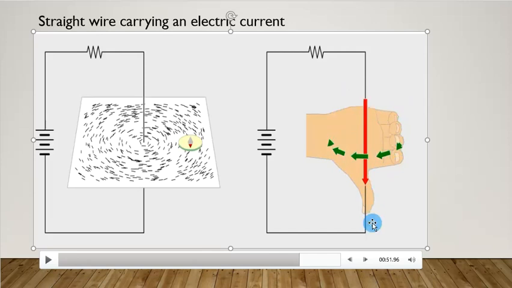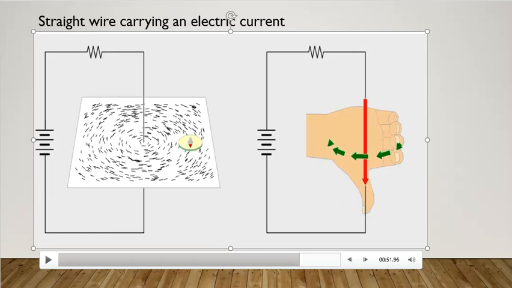So it is very important for you to remember how to use the right hand grip rule in order to tell the direction in which current is moving and the direction in which the magnetic field will be around that particular conductor. Alright, so we have actually explained what the magnetic effect of an electric current is.